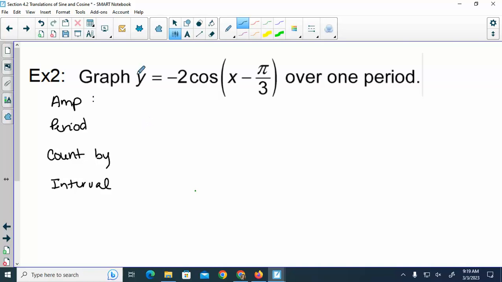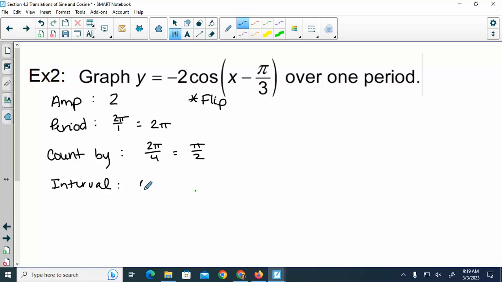What's the amplitude on this one? 2. And the negative tells me I will flip it. Period: normal period 2 pi divided by the number in front of x, and we just get 2 pi. Count by is period divided by 4, so pi over 2. Interval.